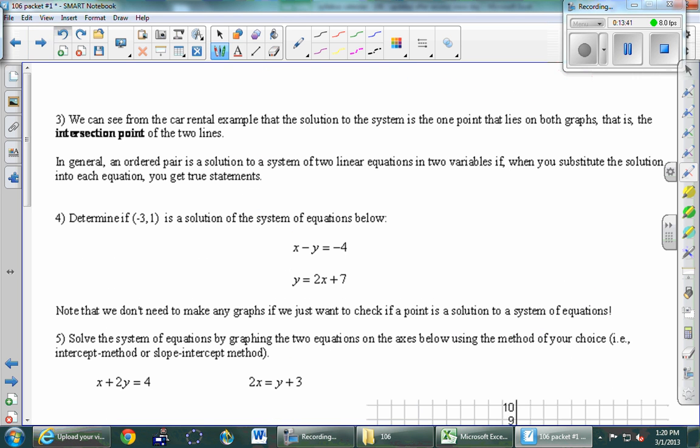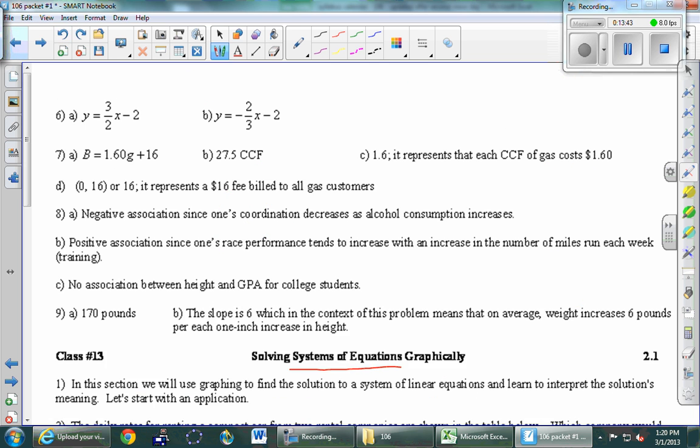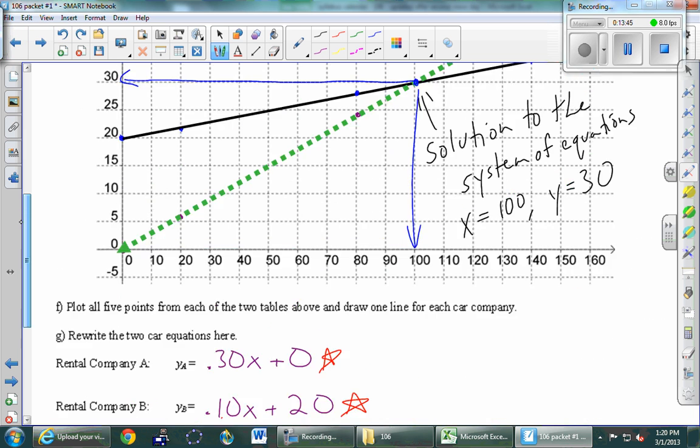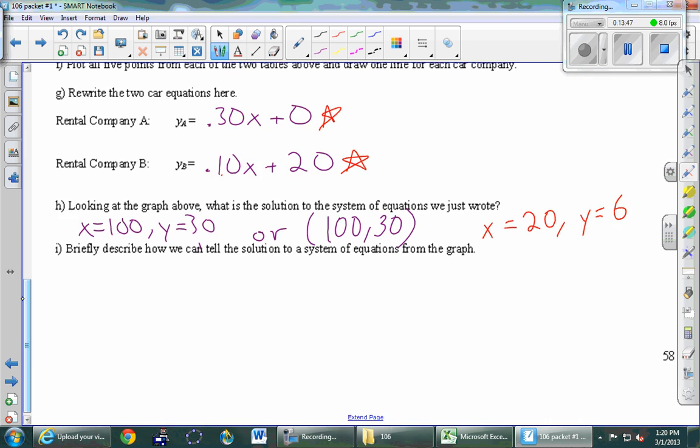Oops, undo. I lost where we are here. Here we are. So we didn't get 6 when we plugged 20 into the second equation. So 20, 6 satisfies the one equation, but it doesn't satisfy the other equation.